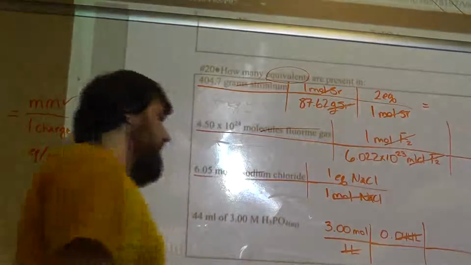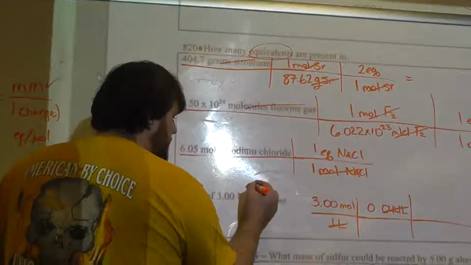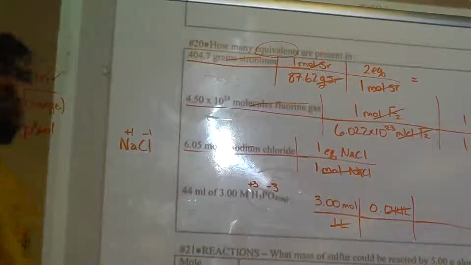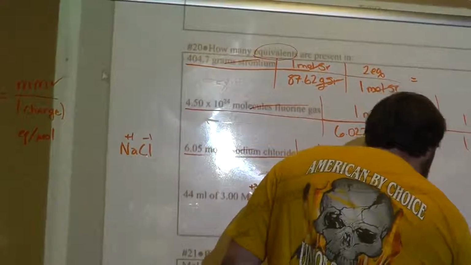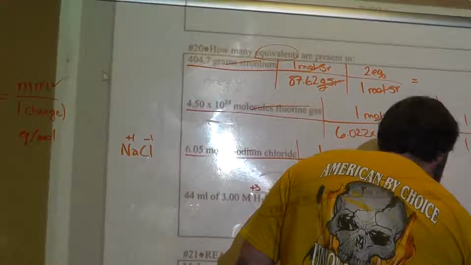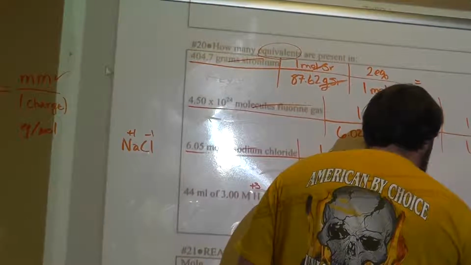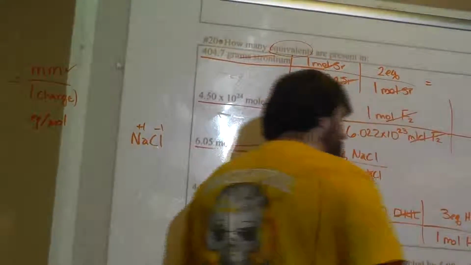So then we can go straight from moles into equivalents. So the positive portion of this phosphoric acid is a +3, and the negative portion is a -3. So you can use either one. So for every 1 mole of your phosphoric acid, the contribution is 3 equivalents of phosphoric acid.